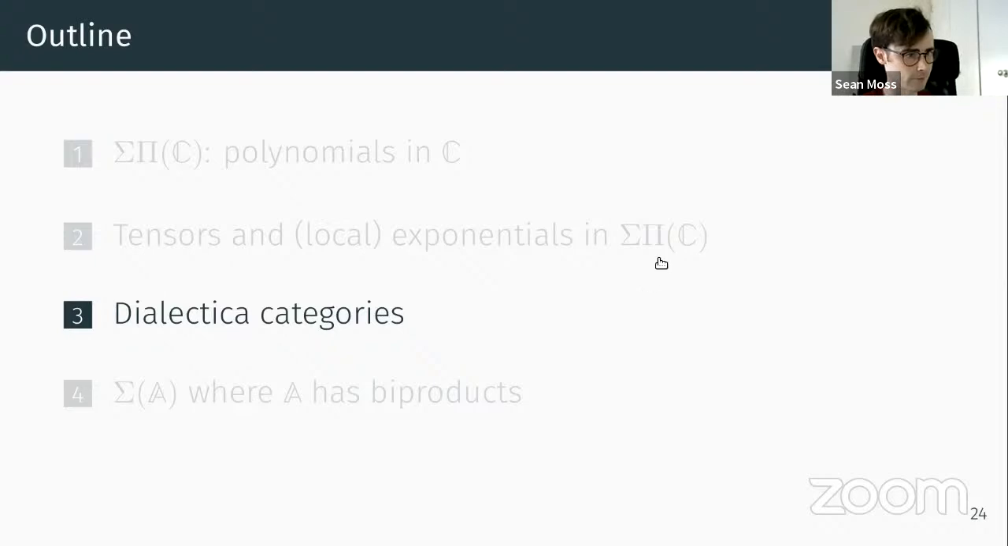Okay, so I'll try to give you a bit of intuition for why, having defined sigma pi c, we are now talking about at least the simple cases of dialectical categories, and sort of see how other things that are going on in dialectical categories suggest other things that we could be doing with just polynomials.